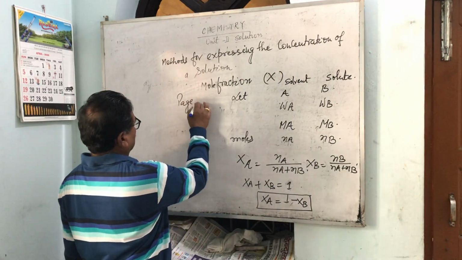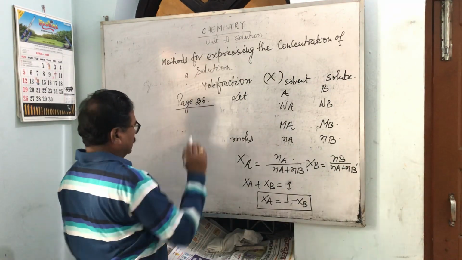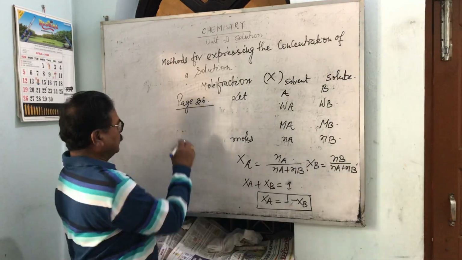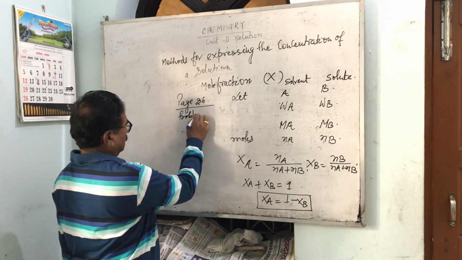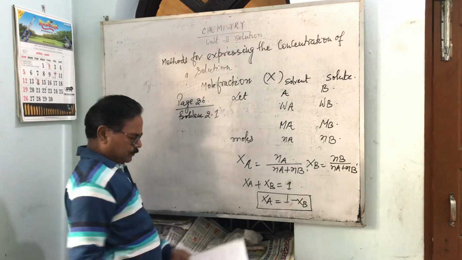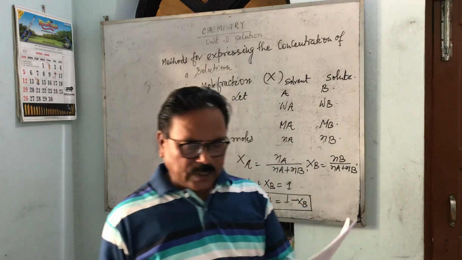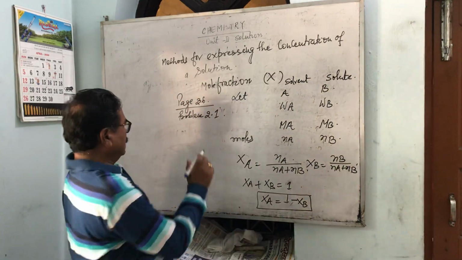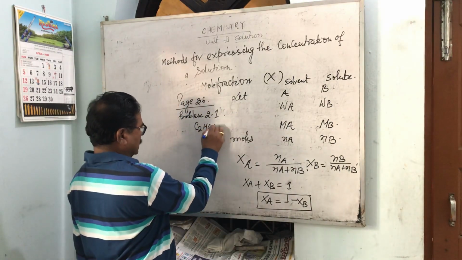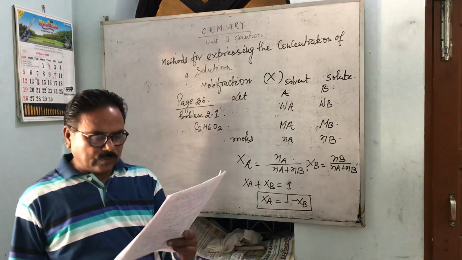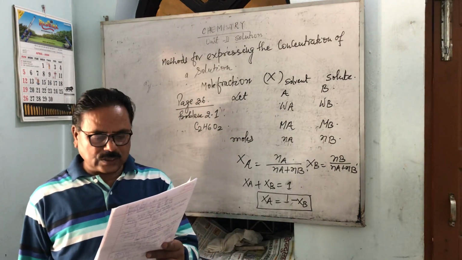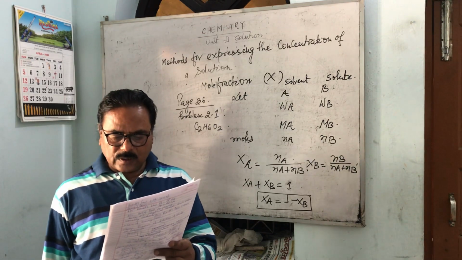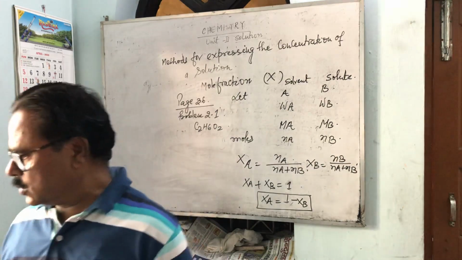Page 36, problem number 2.1. So you see: calculate the mole fraction of ethylene glycol, C2H6O2, in a solution containing 20% of ethylene glycol.